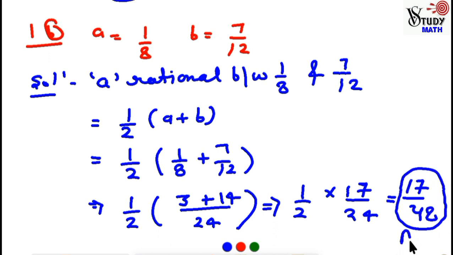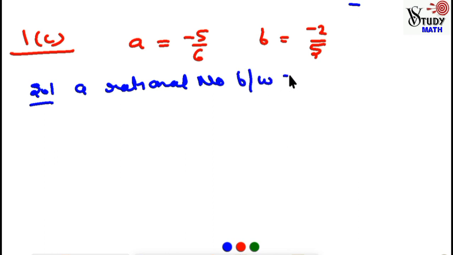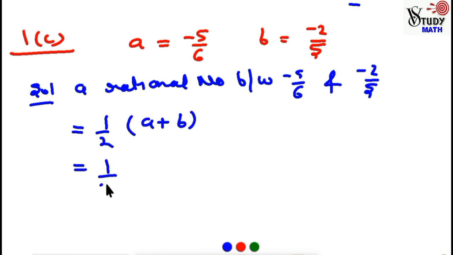I hope you understand very well. Now question 1 part C, and given here A is equal to negative 5 by 6 and B is given here as negative 2 by 5. So let's solve this question. A rational number between negative 5 by 6 and negative 2 by 5. So the formula will be 1 by 2 times (A plus B). Put the value of A here, bracket, negative 5 by 6 plus bracket negative 2 by 5, bracket close, bracket close.